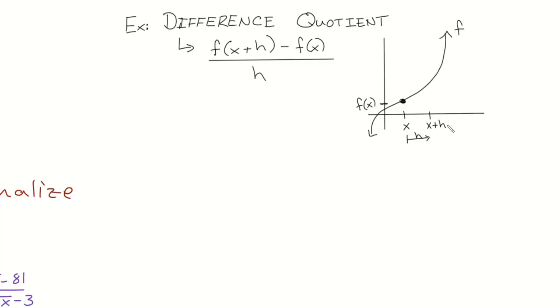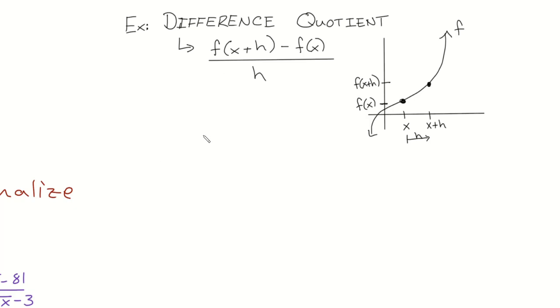Checking for little looks on your faces so we can see if this clicks. I have x, I move over h, I'm now at x plus h. What's the corresponding y value up here? f of x plus h, right? Now, if I asked you to find the average rate of change between these, we just find the slope of it, yeah?